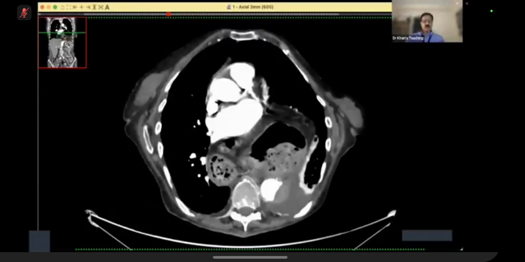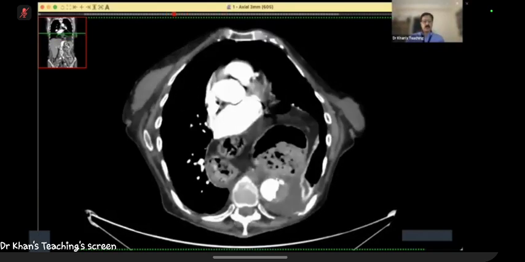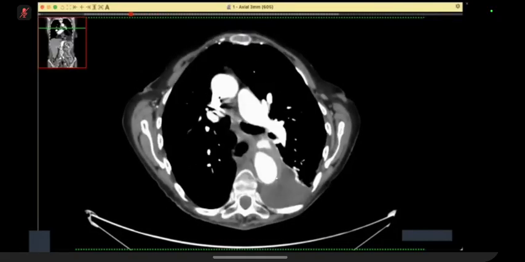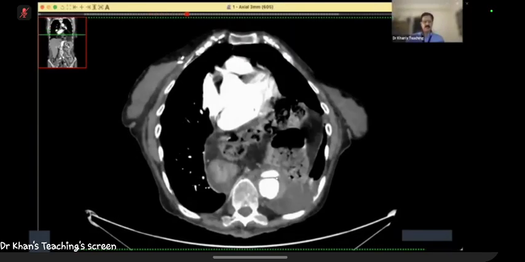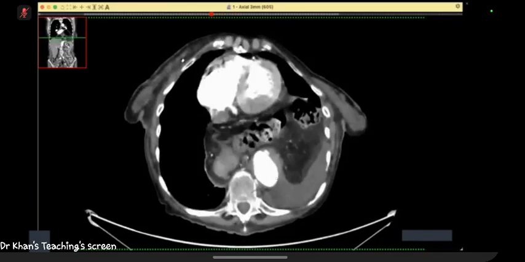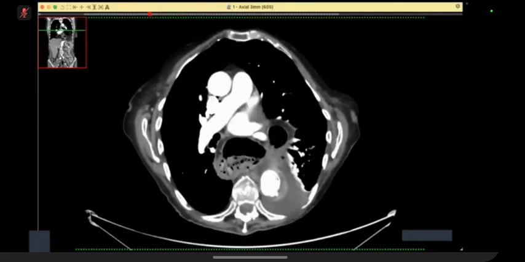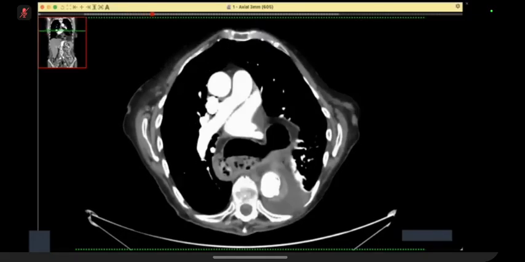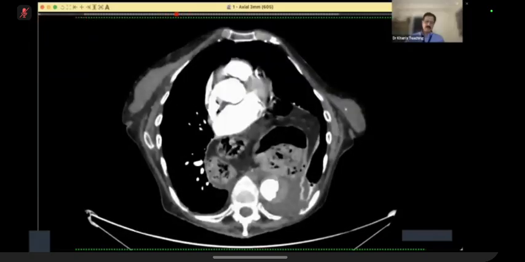What is the definition of acute aortic syndrome? Which pathologies are you looking for? For dissections, and penetrating ulcers leading to intramural hematomas, they also come in the acute aortic syndrome. Okay, thank you.